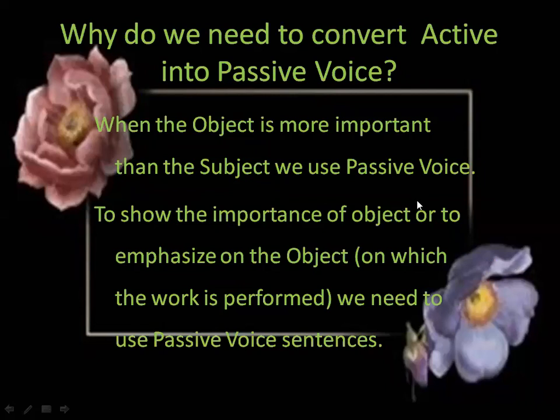ठीक है, कौन काम कर रहा है किस पे, this is the active voice. But किस चीज पे काम किया जा रहा है किसके through, when the object, जिस चीज पे काम किया जा रहा है, when the object on which the work is performed is the most important thing, then we use passive voice sentences. To show the importance of the object or to emphasize the object on which the work is performed, we need to use passive voice sentences. Otherwise, the feeling of the emphasized object or the importance of that object will not be shown.